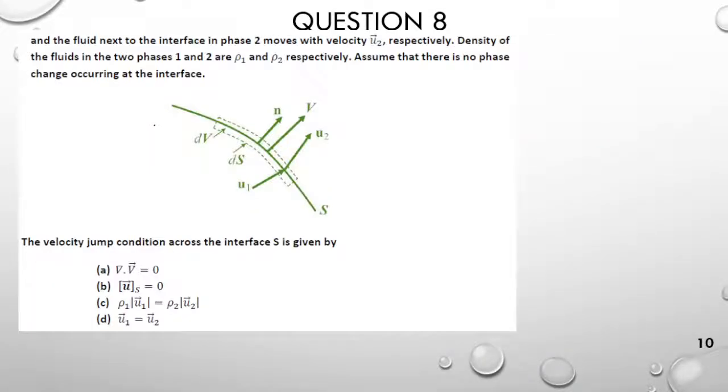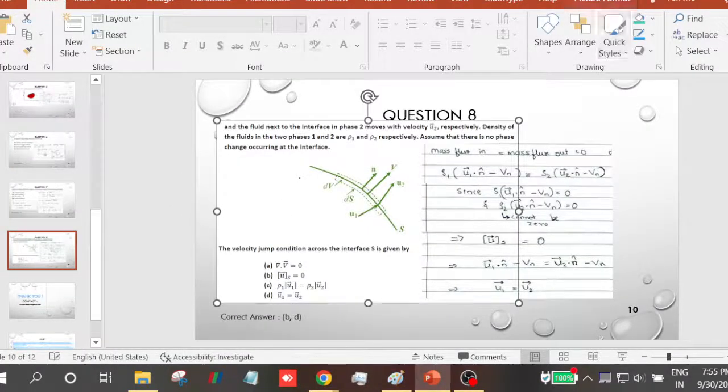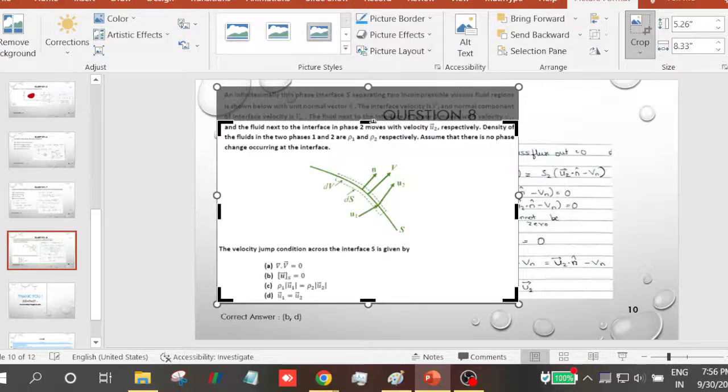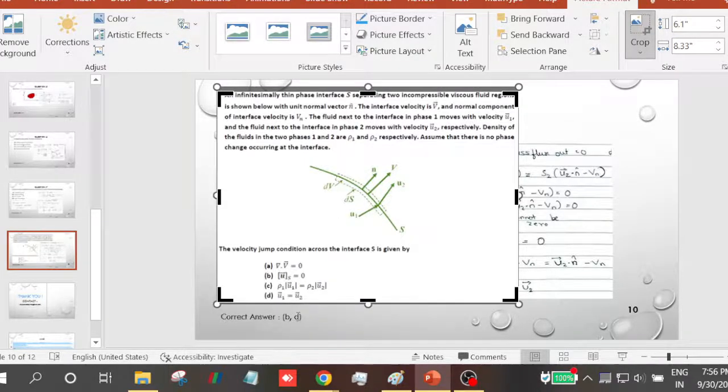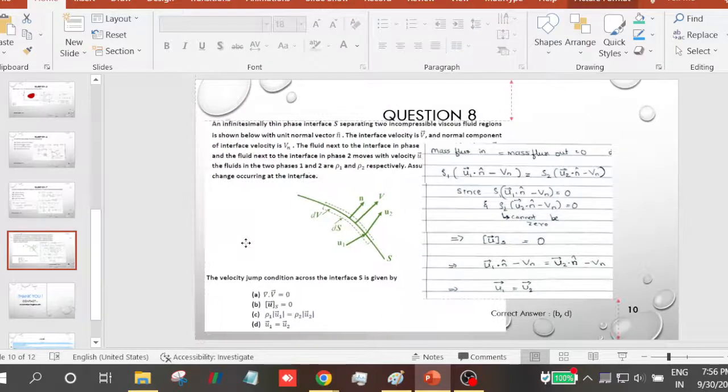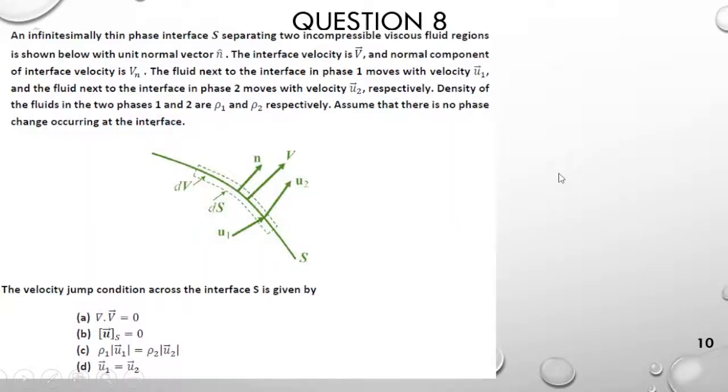The last question is slightly on a mathematical side. I think the image is not full here. An infinitesimally thin phase interface S is separating two incompressible viscous fluids. The normal is given by n cap, and the interface is moving with a velocity v, whose normal component is vn. That is, v dot n is vn.